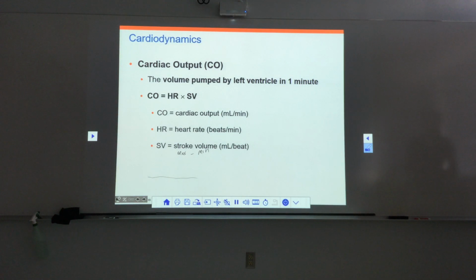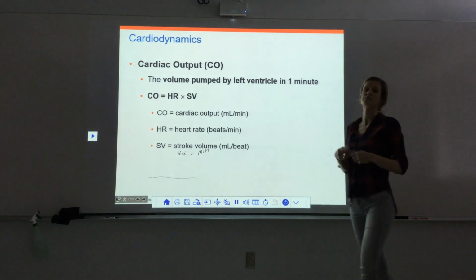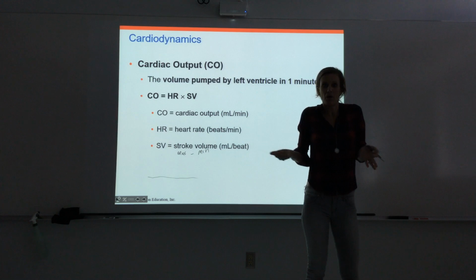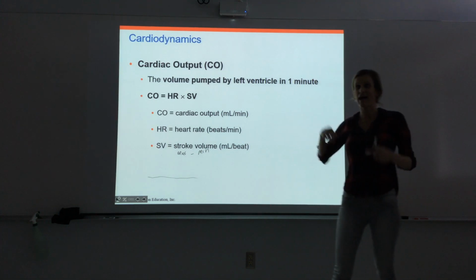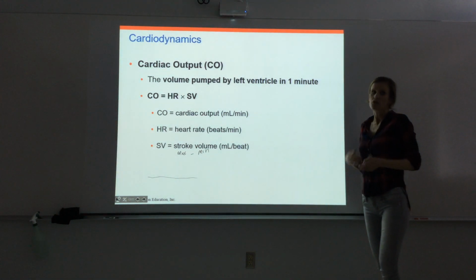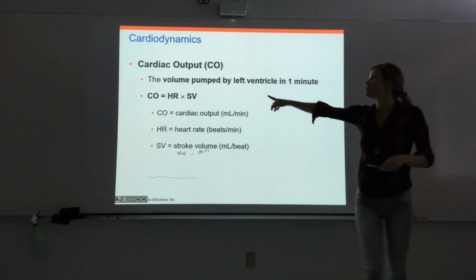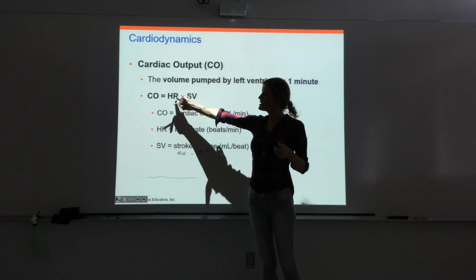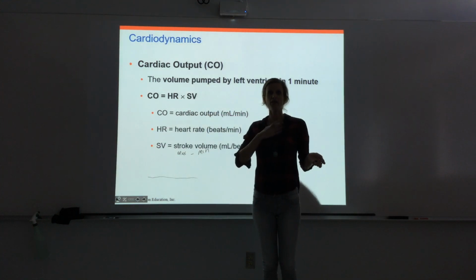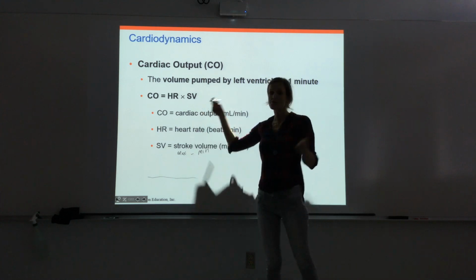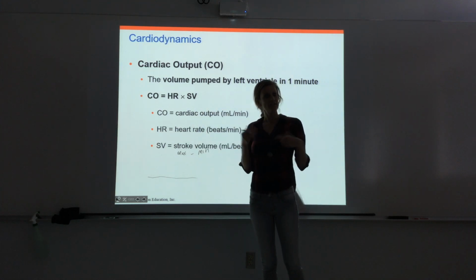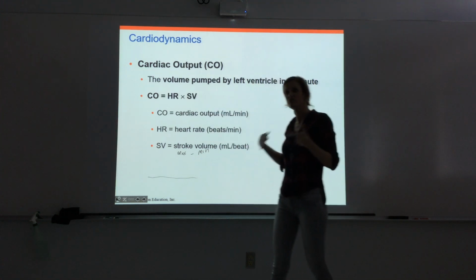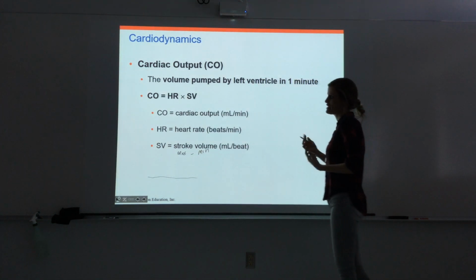So cardiac output is the volume that's pumped by the left ventricle in 1 minute. Okay, so the output from the heart, essentially. How much blood are you actually sending out to your body in a full minute? The way that we calculate cardiac output is stroke volume times heart rate. Okay, so heart rate is literally how many times does your heart beat in 1 minute? The stroke volume is how much are you pumping out each time. Right, so it makes sense if you multiply that volume by however many times you're pumping it out, that's going to give you the total volume that you're pumping out of your heart in 1 minute.